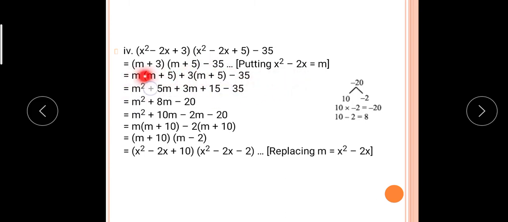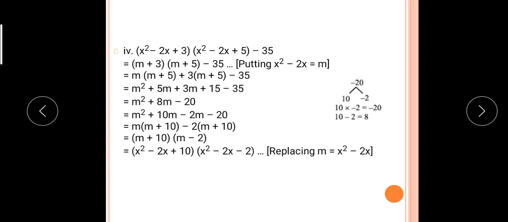After solving the bracket, m into m is m square, 5m, 3 into m is 3m, and 5 threes are 15, minus 35. So you will get the equation m square plus 8m minus 20. And after solving this, you will get 10 twos are 20, so plus 10 minus 2. So m square plus 10m minus 2m minus 20. So m in bracket (m plus 10), minus 2 in bracket (m plus 10). So (m plus 10) in one bracket and (m minus 2) in another bracket. But what is m? m is x square minus 2x. So replace the value of m: (x square minus 2x plus 10) as it is and (x square minus 2x minus 2) as it is.